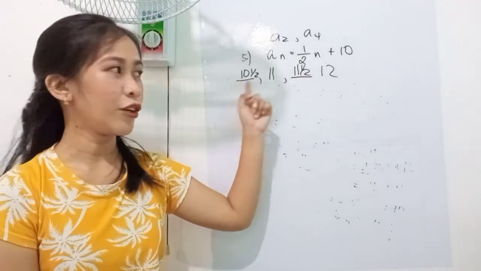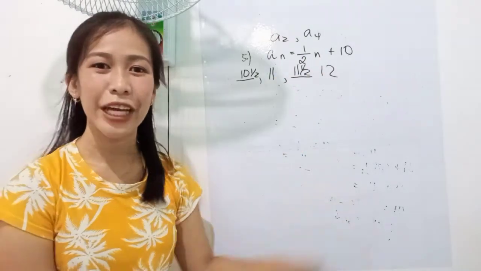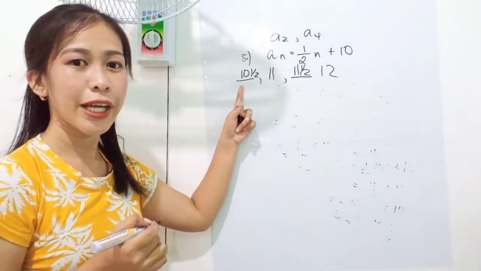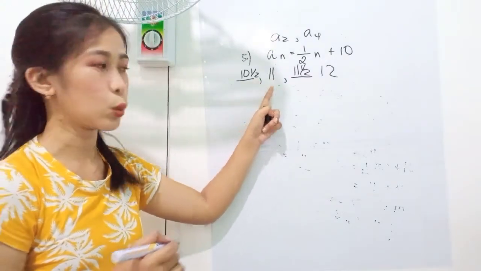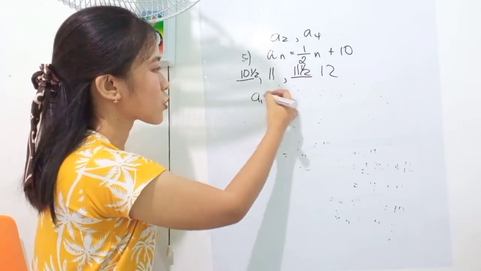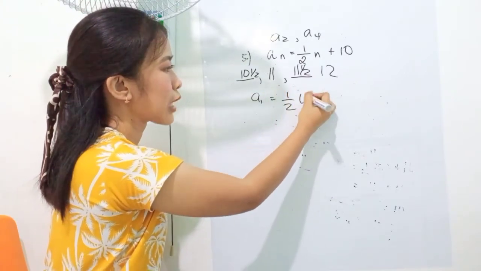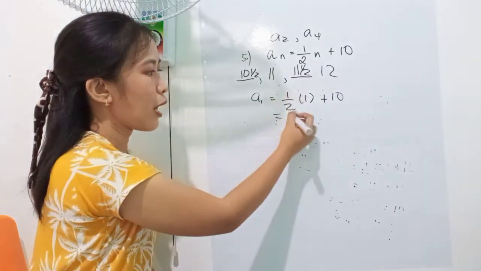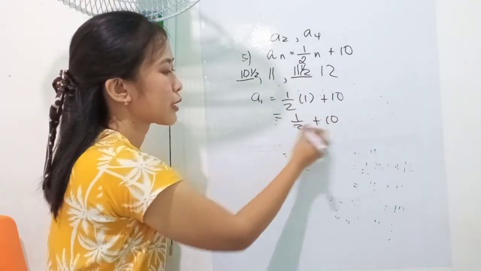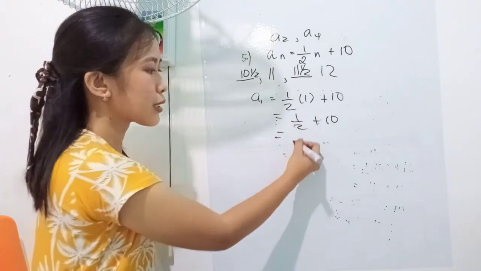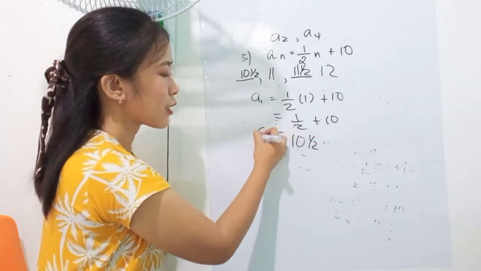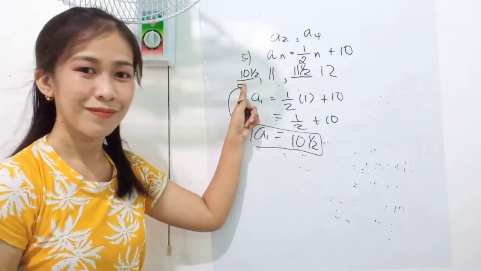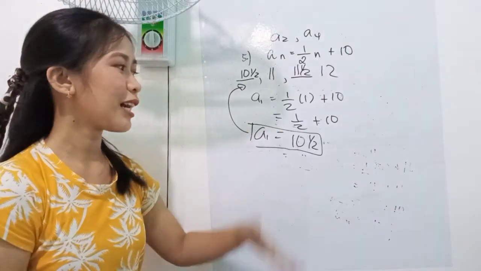Bigyan ko kayo ng example. Si 10 and a half tayo. Kayo na lang, ilagay nyo na lang sa ating comment section below. Okay? So, di ba itong 10 and a half is our a sub 1 since 11 is our a sub 2. So, a sub 1, let's try to check. Is equal to 1/2 times 1 plus 10. And then 1 times 1/2 is of course 1/2 plus 10. 1/2 plus 10 is equal to 10 and a half. That is our a sub 1. Are they the same? Yes, they are. And ganun lang siya kasimple.